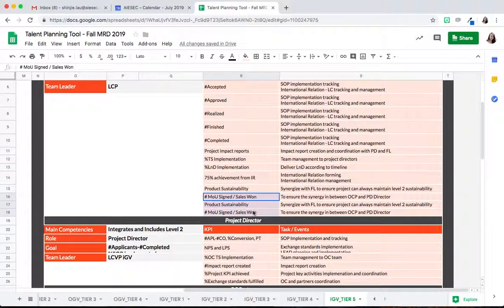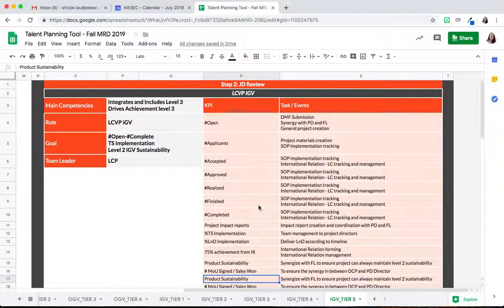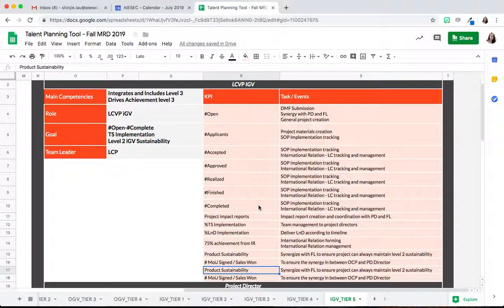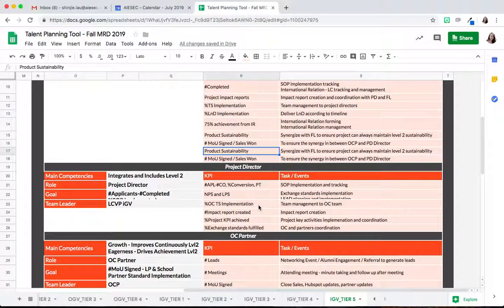Another thing is you also need to take care of sales, because you have the PD directors under you, and you have to look into how you can start to synergize with FL. So it's a very strategic role as LCVP, making decisions instead of execution. Then the project director is definitely very project-based.